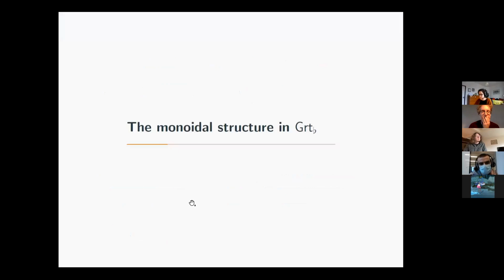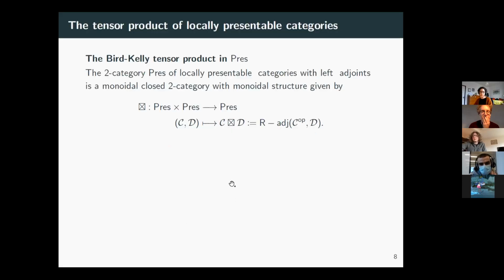Well, these two categories happen to have a monoidal structure, which actually has a geometrical interpretation. So let me go through that. And this is the first result of the talk. And for that, let me first revise the tensor product of locally presentable categories.